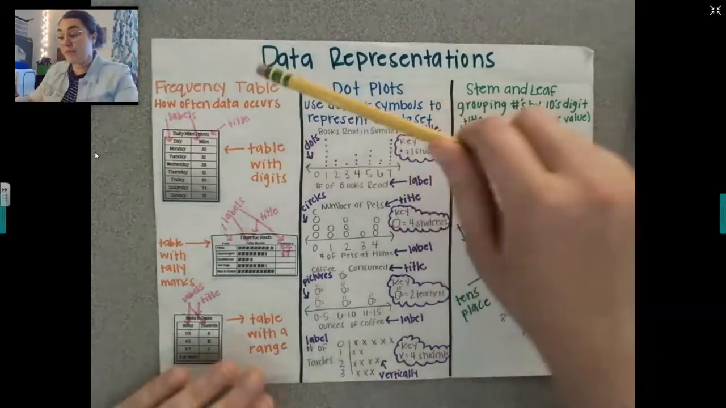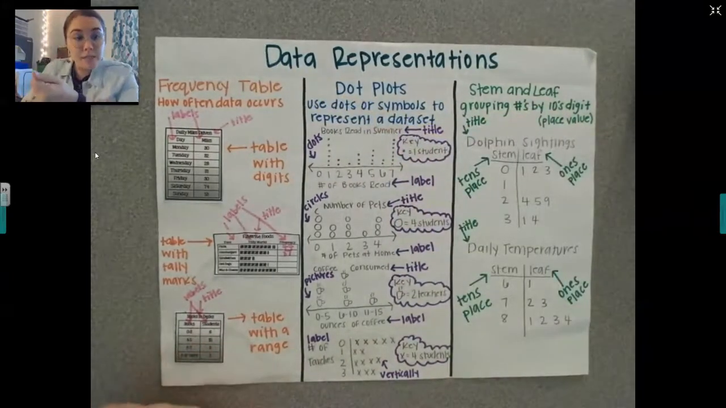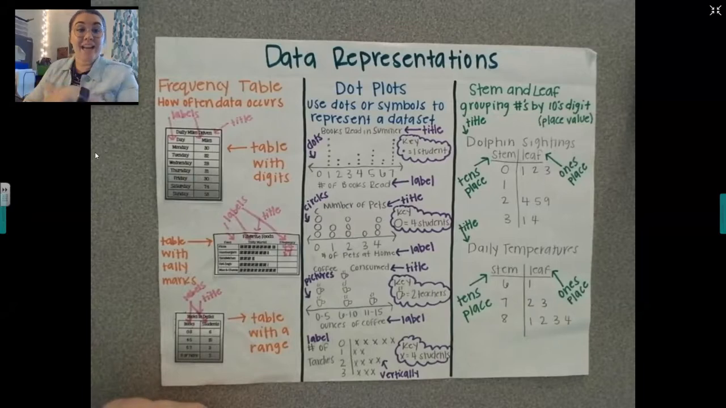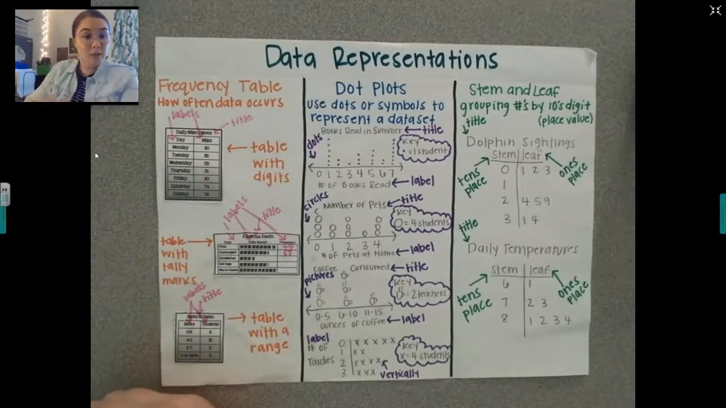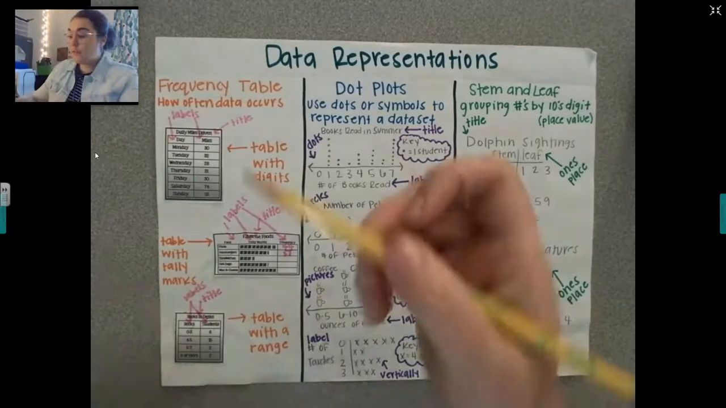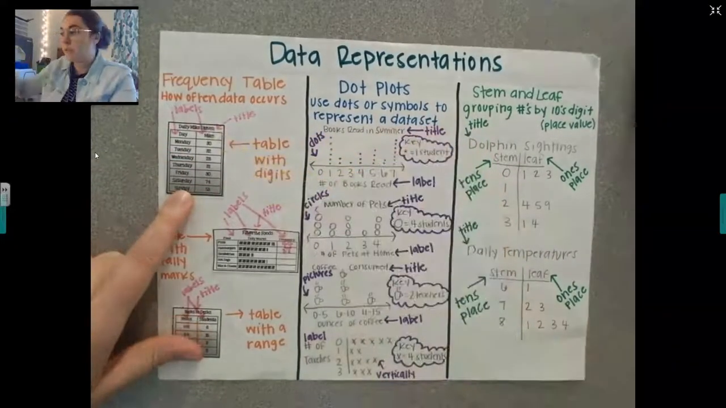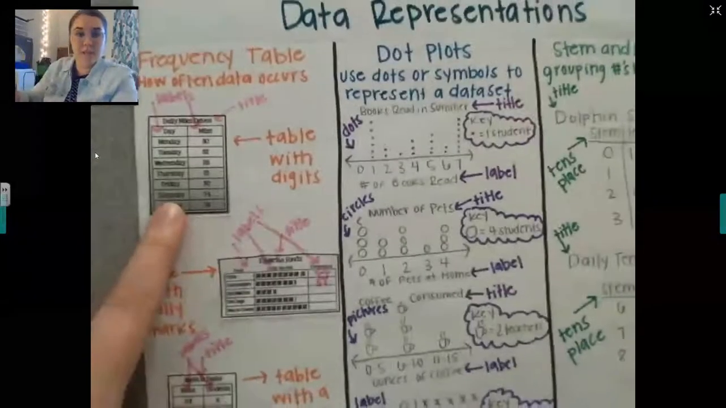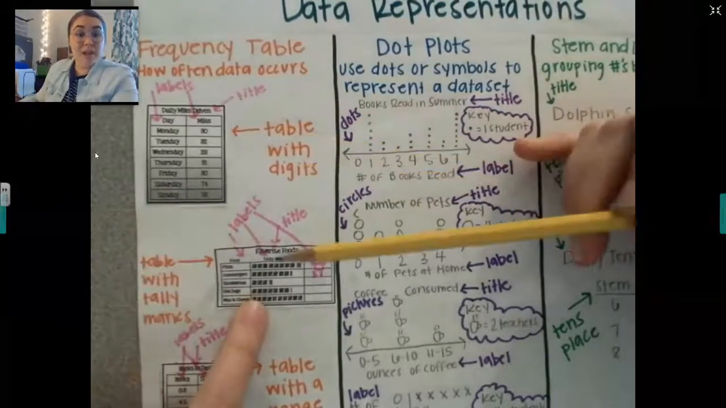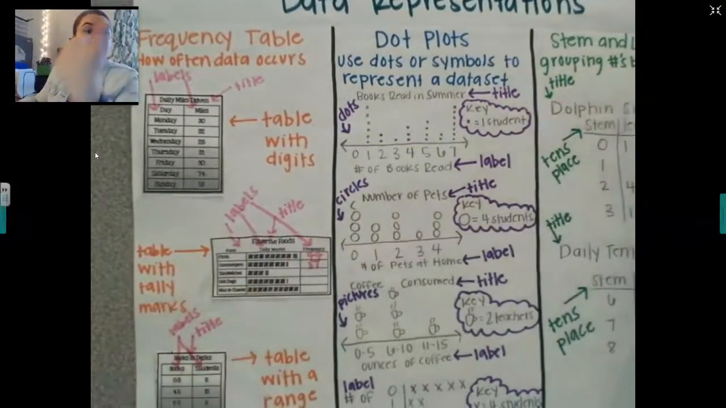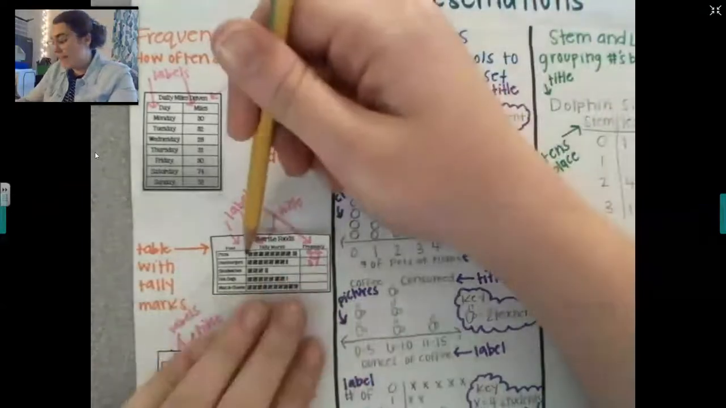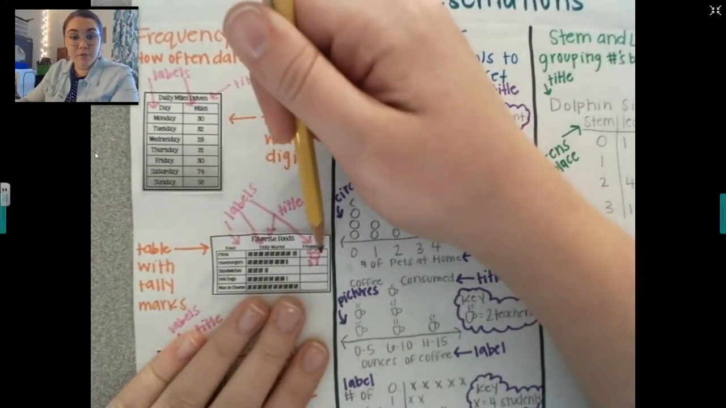The first one is a frequency table. Now, a frequency table tells us how often data occurs. There are three ways that you can see a frequency table. The first way, like I told you yesterday, is one with digits. So that means numbers. So let me zoom in so you can see it. One with digits. We have another one that might have tally marks on it. So you could count up the tally marks and put the frequency.